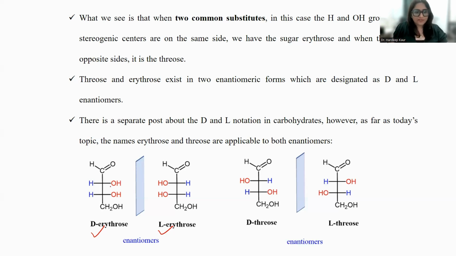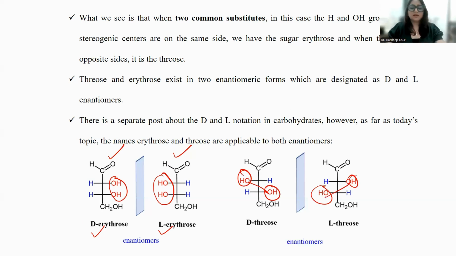Here, why is it erythro? Because here the OH groups are on the same side. When you put this on this, they are not going to superimpose, and if they are not superimposable, they will be enantiomers. Similarly, OH on the different side, H on the different side, means diagonal and opposite side. When you put this structure on this, they are not superimposable on each other. That's why they are called enantiomers.